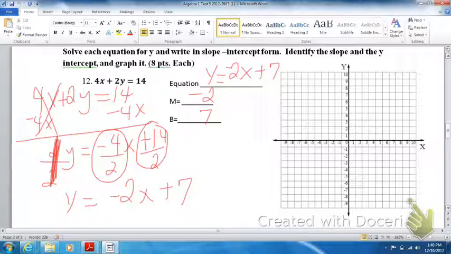Then all you do is put it in the calculator and get 2 points. There's one here at 7, and then right here. And then you connect it with a line, of course, except yours will look straight.